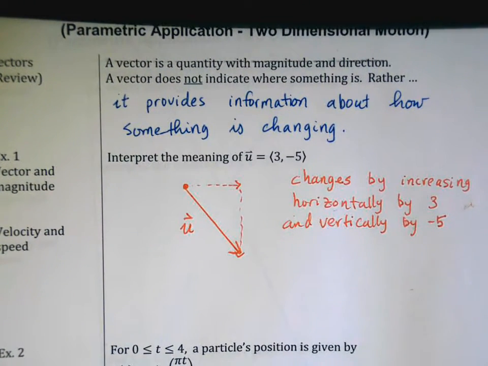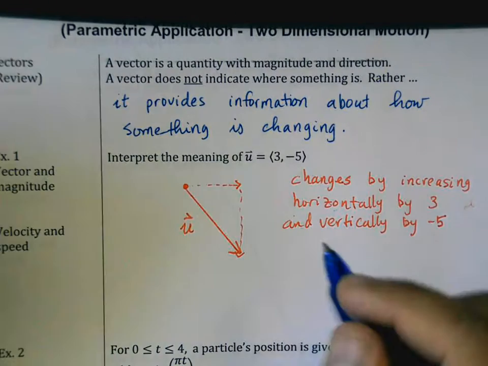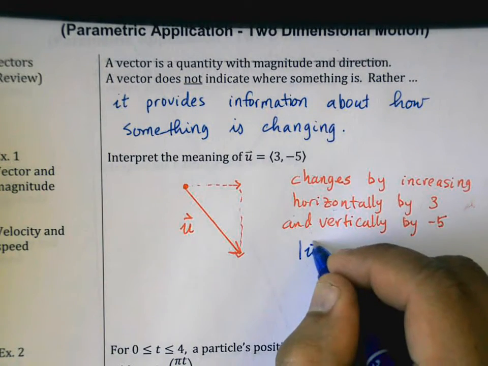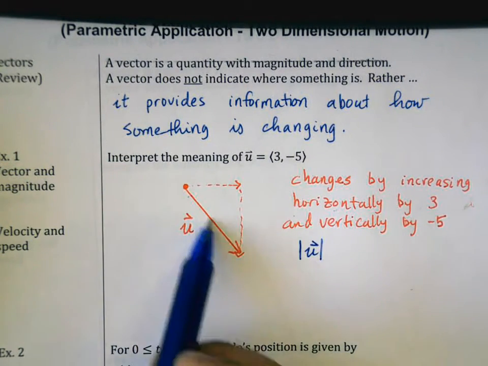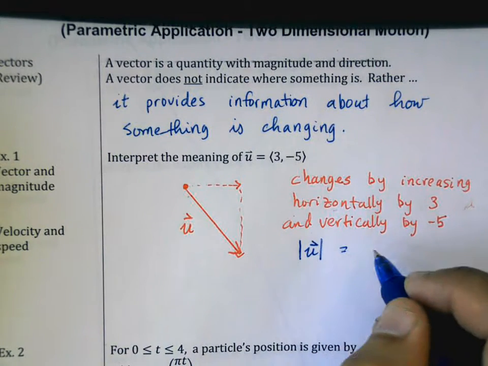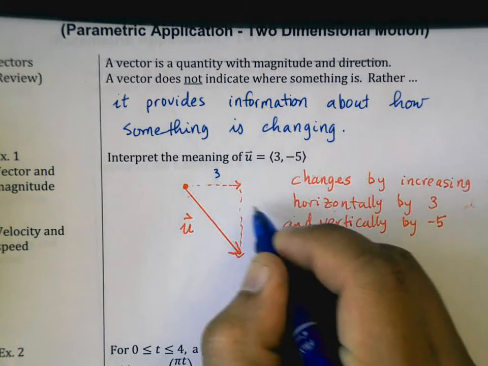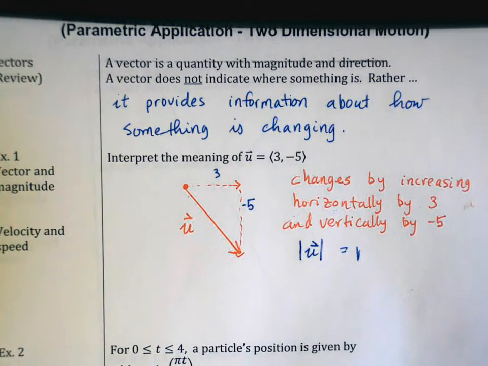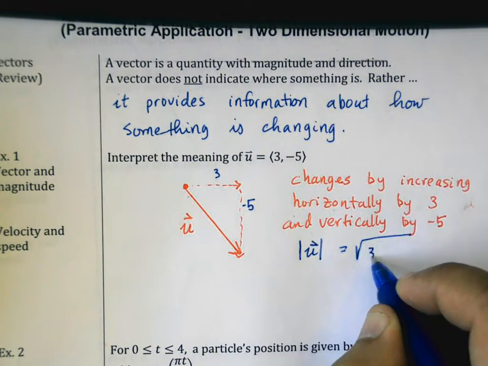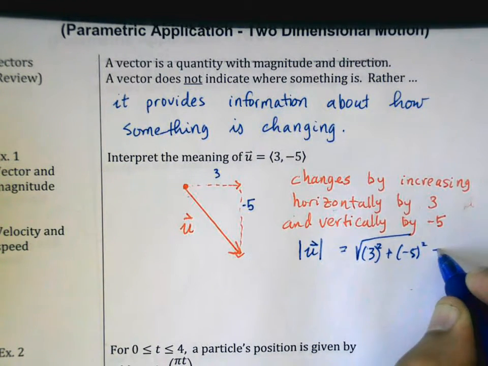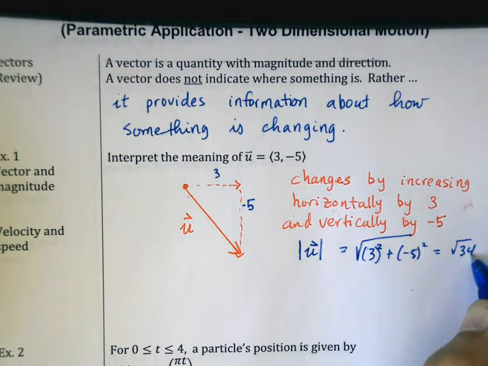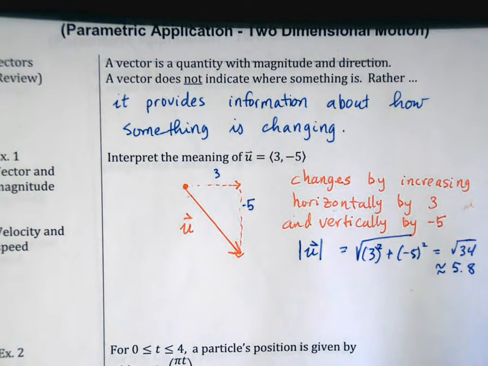Now, the magnitude of a vector is written this way. It is the absolute length of the arrow that represents it, which in this case we can calculate. Because this length here is 3 and this length here is -5, we could calculate this as the square root of 3 squared plus (-5) squared, which comes out to the square root of 34, which is about 5.83.